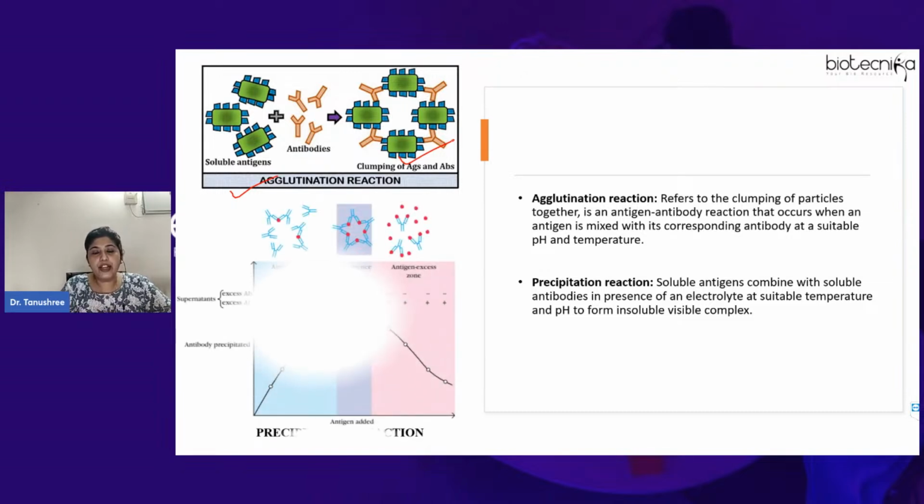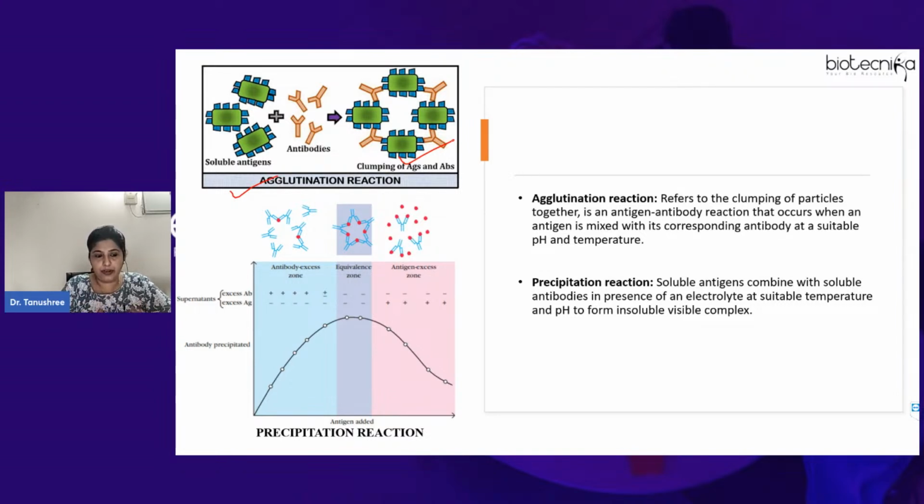However, another kind of reaction is a precipitation reaction. Here, when you are mixing again antigen and antibody at a suitable temperature and pH, an insoluble visible complex is formed. So here the keyword is insoluble visible complex.